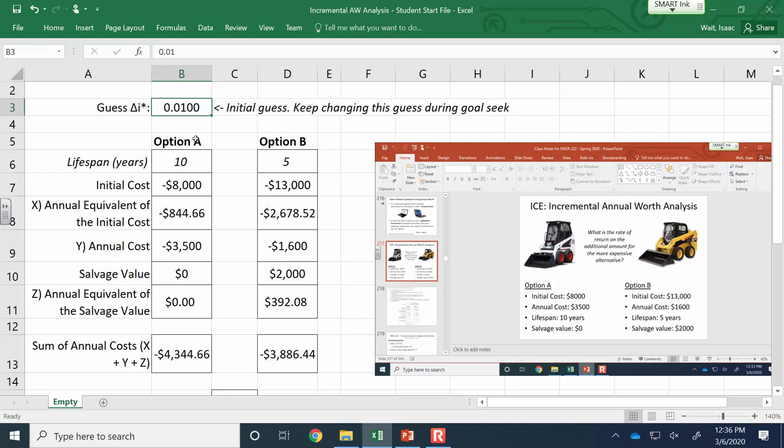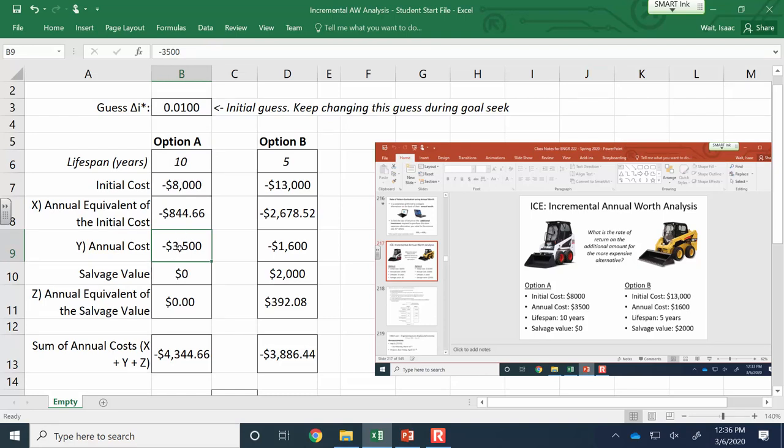But as a starting point, let's just start with 1%. If the interest rate is 1%, then what's the annual equivalent of a lump sum of 8,000? The inputs are the interest rate, which is a guess, the number of periods, which is 10 years, and then the present value, which is the initial cost. I put the minus sign in to make sure I preserve it as a cost because Excel wants to flip that.